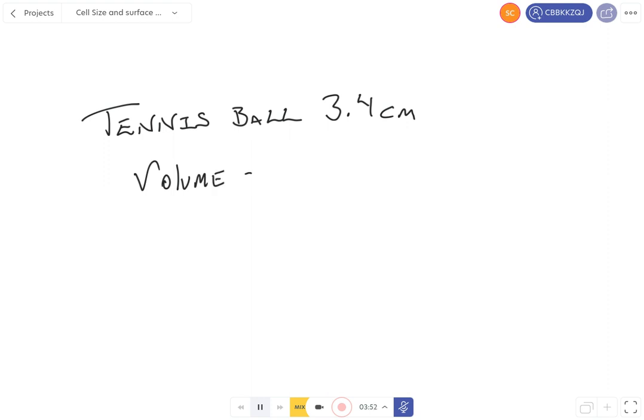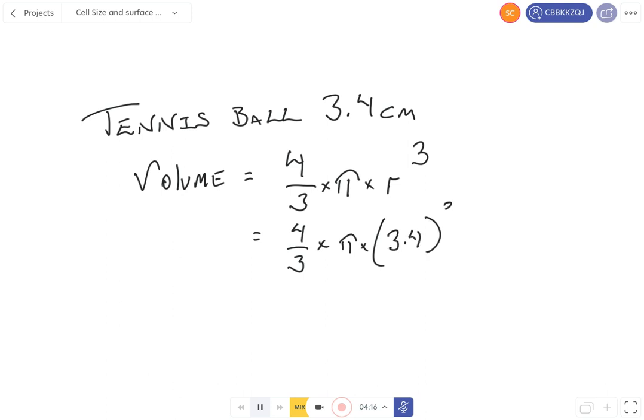Now we're going to find the volume. The volume of a sphere is 4/3 times pi times r cubed. So we fill in some of our numbers here. 4/3 times 3.14, which is pi. But our radius is 3.4 cubed. So remember, we always have to do our exponents first before we do basic multiplication. But then we have to find our cubed 3.4, which is 3.4 times 3.4 times 3.4, which gives us 39.3.